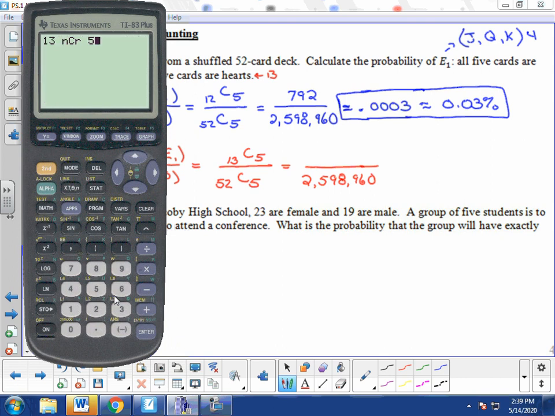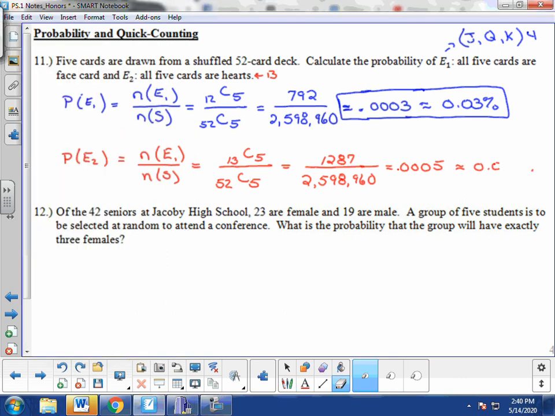If I type that into my calculator, using the nCr button here, that would be 1287. So I can take 1287 divided by 2,598,960. I should make sure I type that in: 2598960. There we go, and this gives me the decimal approximation. If I'm going to round this, the decimal place would move over 4 places. So 0.000, and this would be 49, so round it up to 5. So approximately 0.005% chance, or sorry, 0.05% chance.